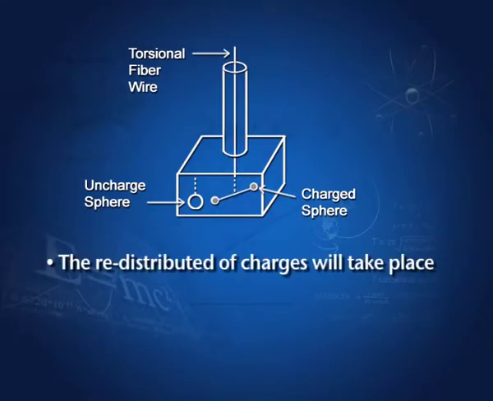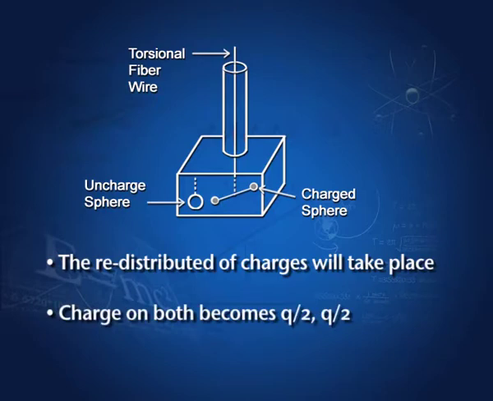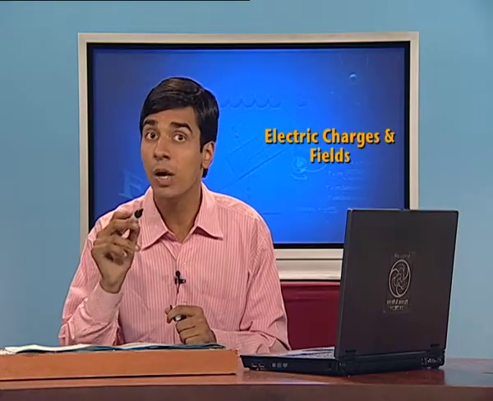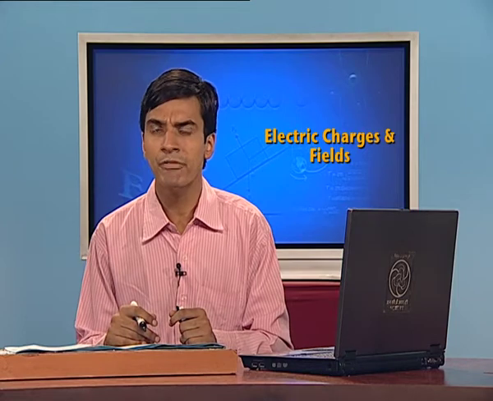So what Coulomb saw was that the charge Q on this sphere got redistributed, and both spheres got the charge Q by 2 and Q by 2. But there was one more thing to come. Coulomb found that if he changed the distance between the two charged spheres, the force decreased. If he reduced the distance between the two spheres by half, the force became 4 times, and if he doubled the distance, the force became 1/4.